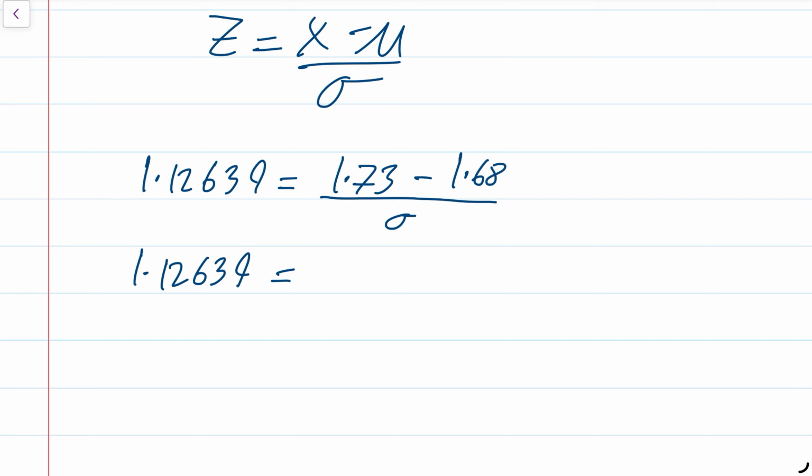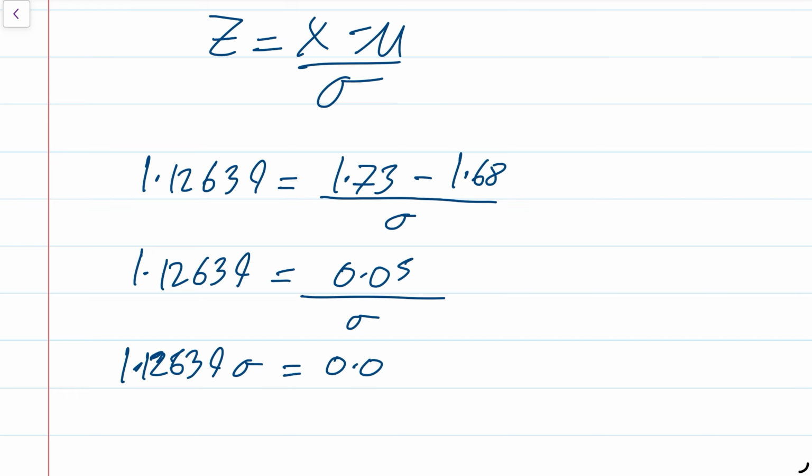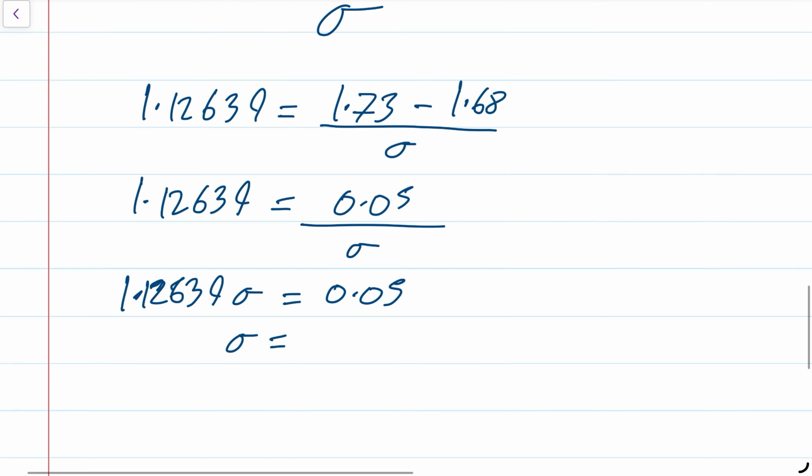1.73 minus 1.68. And I get, obviously, 0.05 over your sigma, and then multiply across by the sigma. 1.12639 sigma is equal to 0.05, and then we'll get our sigma, which is 0.05 divided by 1.12639, and when I got my sigma, it was 0.04439, I'm going to go for. So there's 5 dps. Probably it should be to 2 dps.